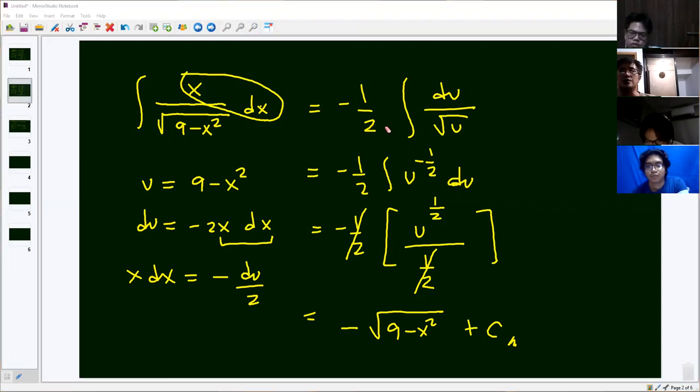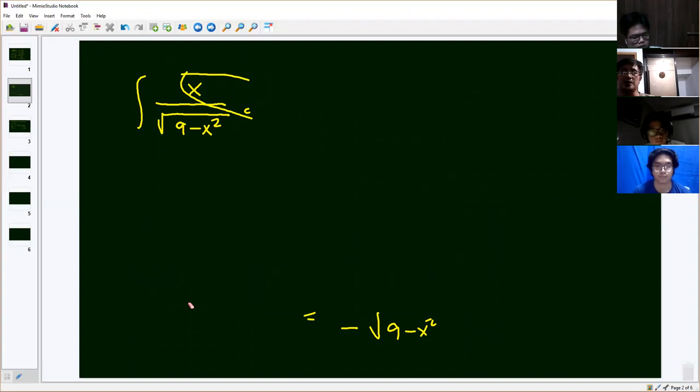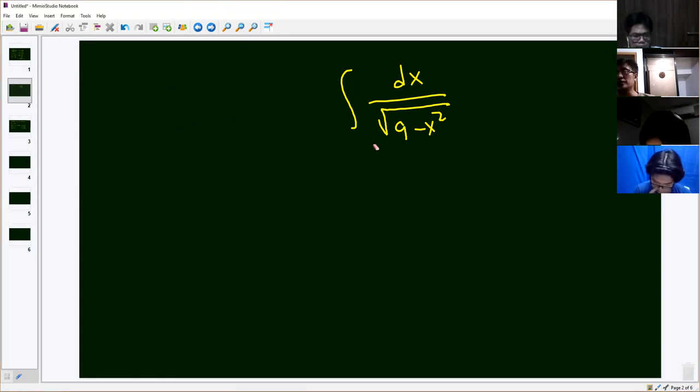Actually, yung bibigay ko is almost the same as the integral. So yan, parehas na parehas. Tatanggalin ko lang yung x. Ganyan na lang siya. dx over square root of 9 minus x squared. So you see, wala na yung x. Paano yun? So hindi na to kaya ng substitution technique.